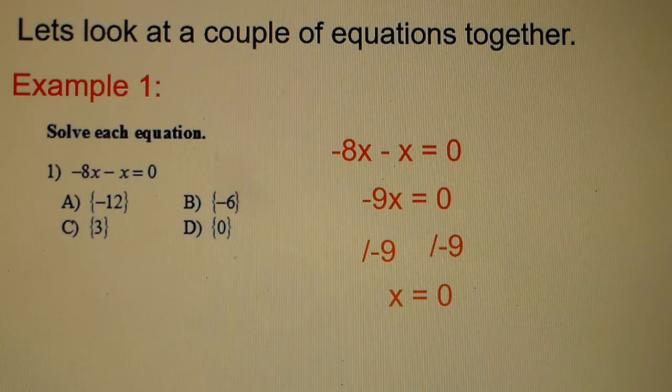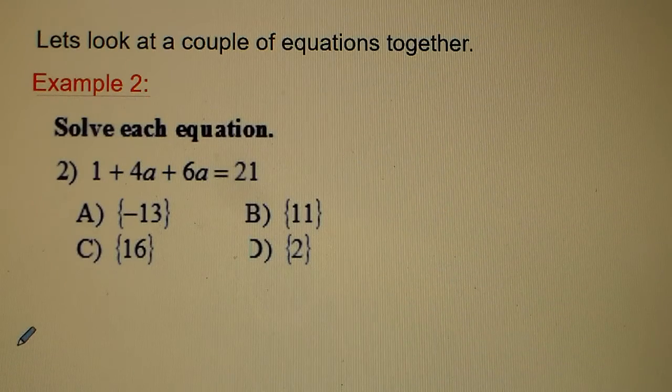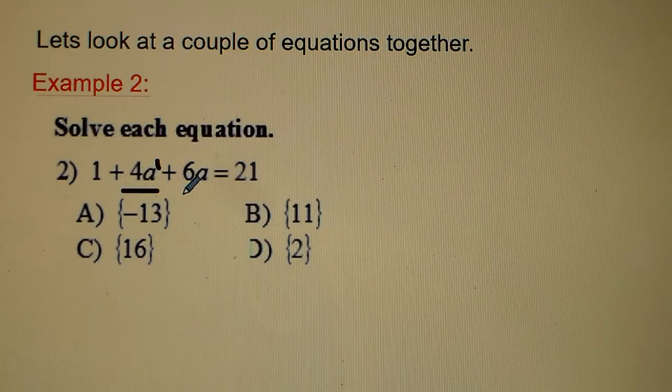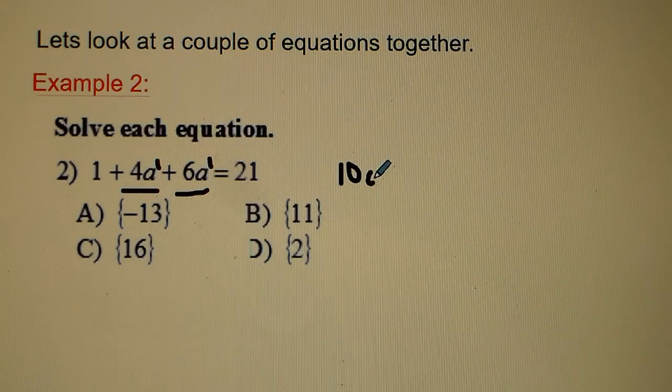Here's some work. Alright, looking at number 2. We have 1 plus 4a plus 6a equals 21. Now plus 4a, that a has an imaginary little 1 on it. So does this positive 6a. There's an imaginary 1 in that exponent. Since it's a to the first and a to the first, we can combine those terms. So 4a plus 6a gets us 10a to the power of 1.